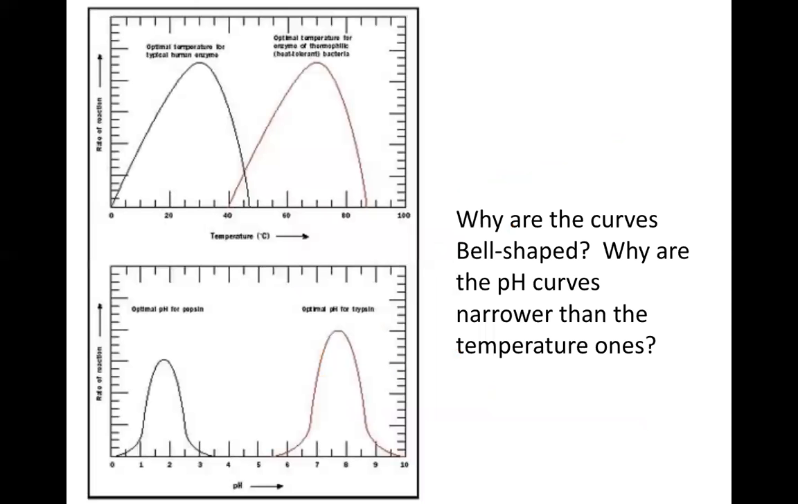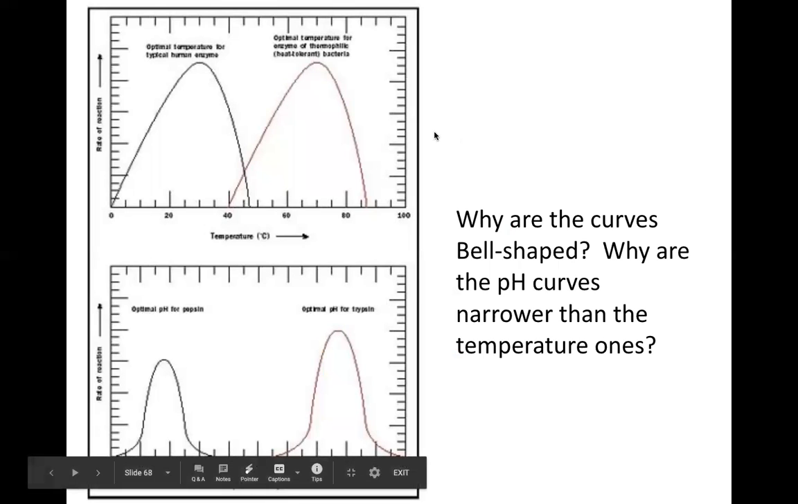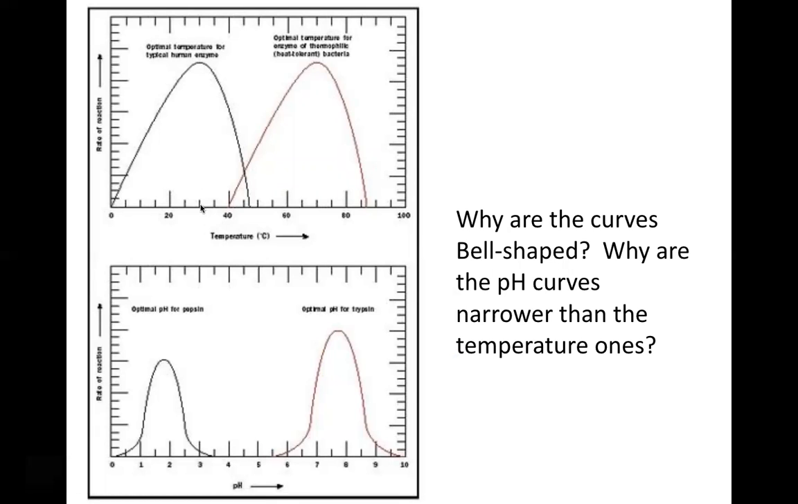I want you to quickly look at these curves. On the upper graph, you will see reaction rates as a function of temperature. Lower graphs are reaction rates as a function of pH. Now, these are two different enzymes in both cases. The first graph, you see one enzyme with an optimum temperature. Optimum temperature means that this is the temperature at which the reaction rate is the highest, around 30 degrees.